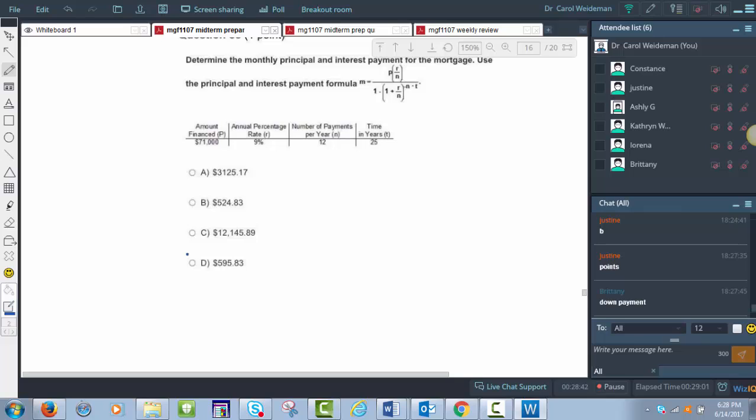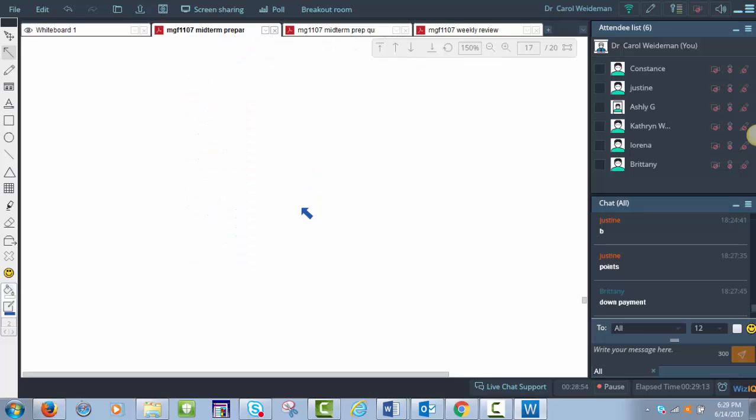And again, a tip to you, a couple of these answers don't make any sense. If you think about it, you wouldn't be paying this much a month for 25 years to borrow this. This one's awfully small. This one's kind of big. Usually there's one or two you can eliminate.